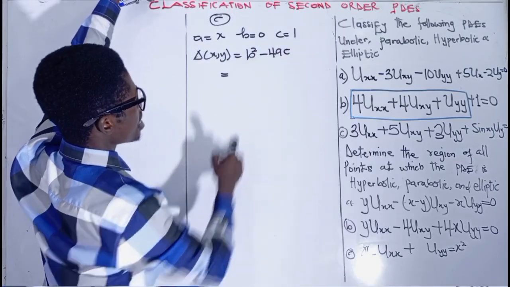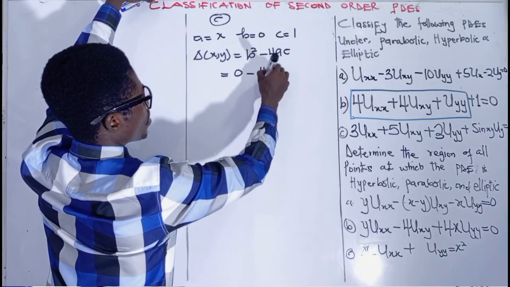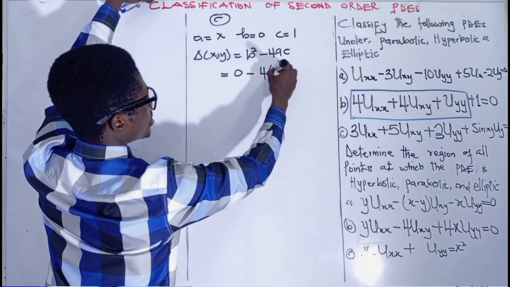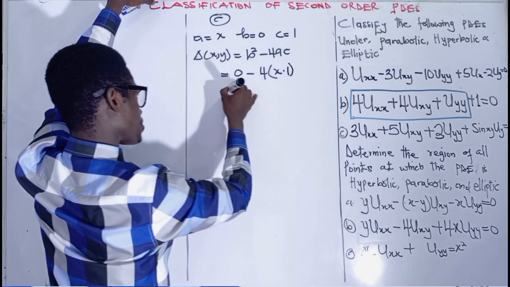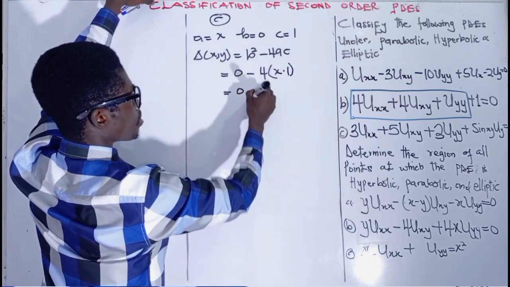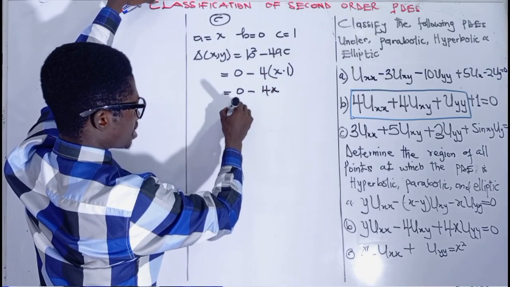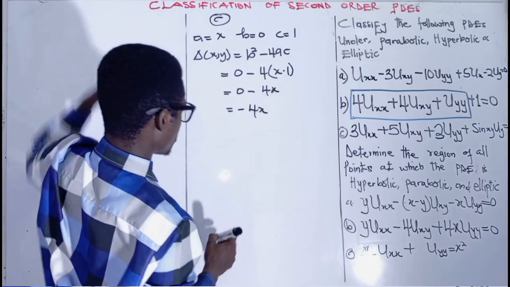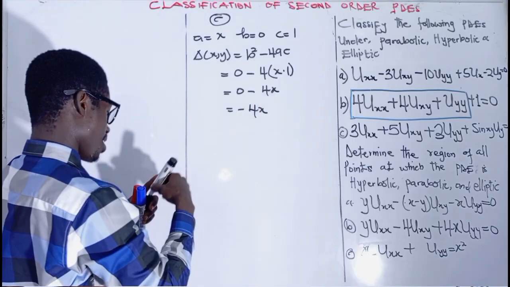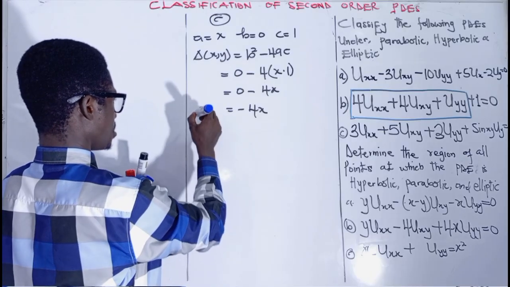So we have our B is 0, so we have 0 minus 4. Our A is what? x, and then our C is what? 1. So we are going to have 0 minus 4x. So you can say that the discriminant is equal to negative 4x. So this is what we are getting. We have the discriminant to be negative 4x.